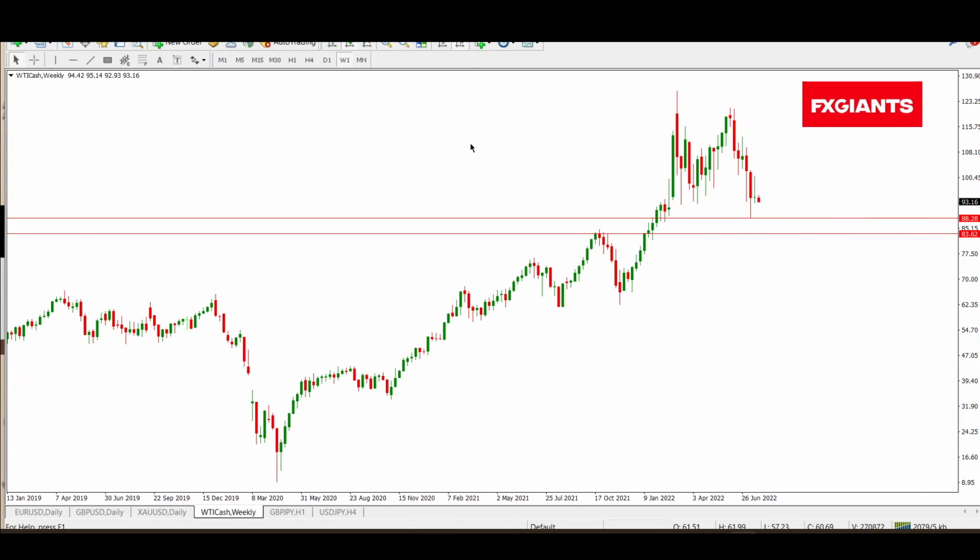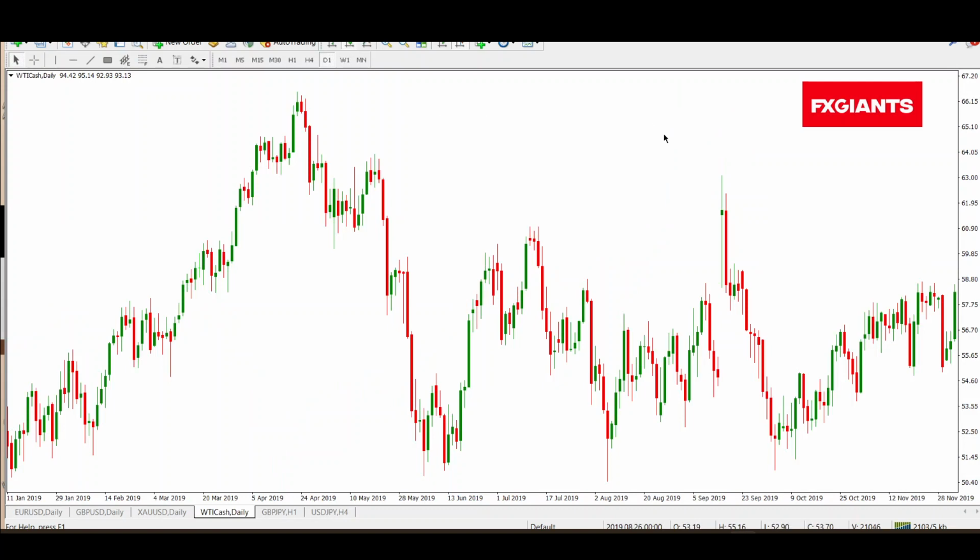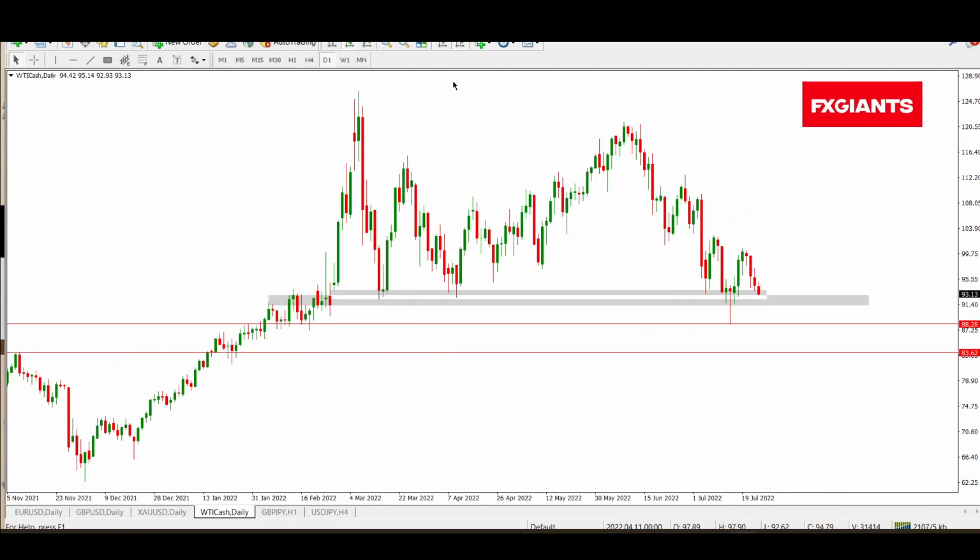Now, coming to the weekly time frame, you can see that we have a zone here which price has actually been reacting from. That's somewhere there. Now price broke below it, tapped into 88 level, and currently price is just on top of that zone again. So let's see it clearly on the daily time frame if there's anything we can trade there.